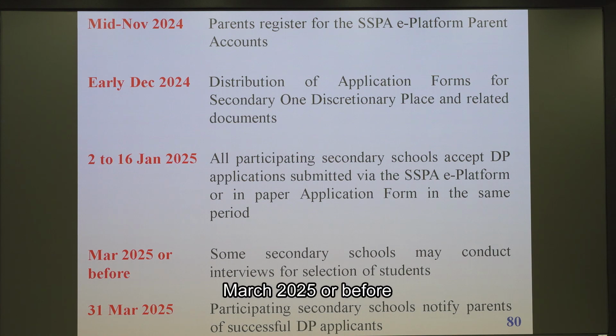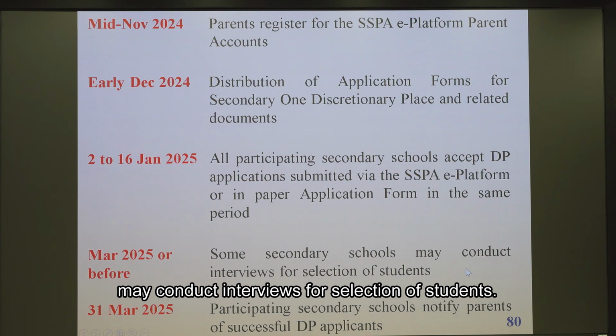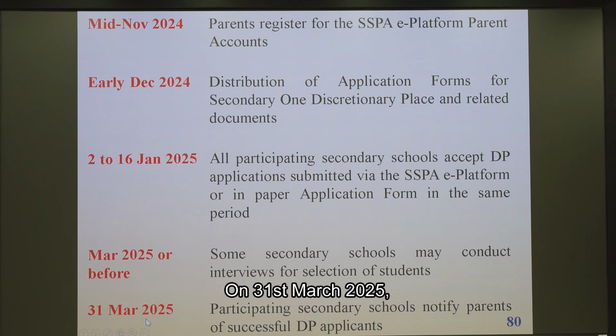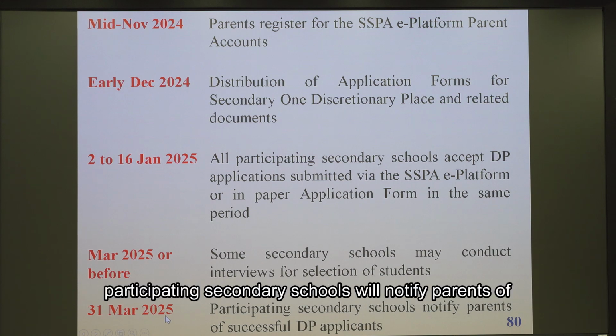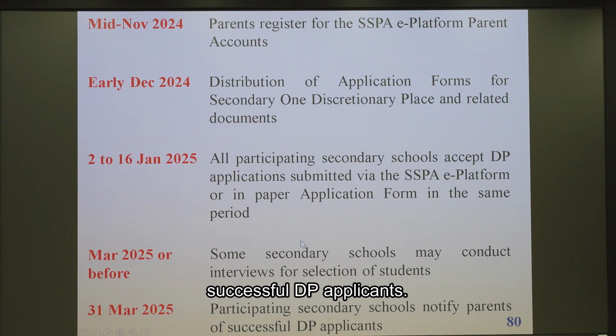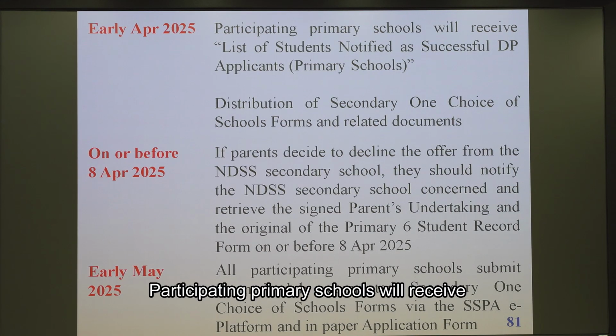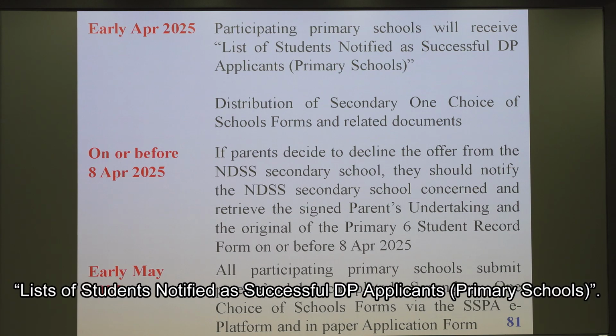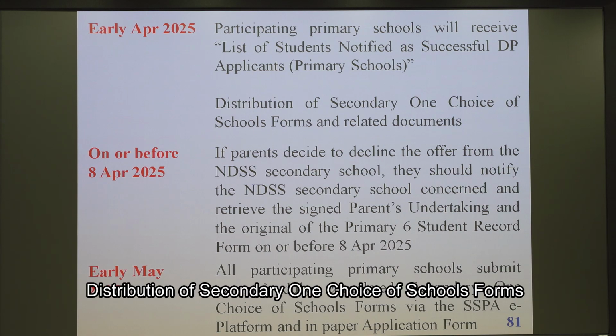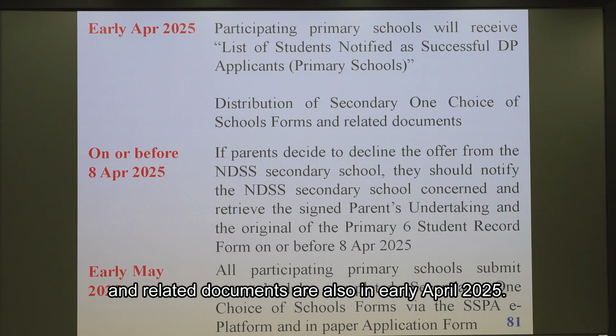In March 2025 or before, some secondary schools may conduct interviews for selection of students. On the 31st of March 2025, participating secondary schools notify parents of successful DP applicants. In early April 2025, participating primary schools will receive lists of students notified as successful DP applicants, and distribution of Secondary 1 choice of school forms and related documents is also in early April 2025.